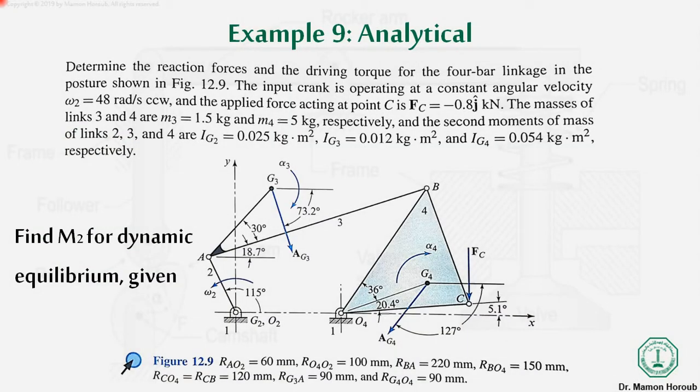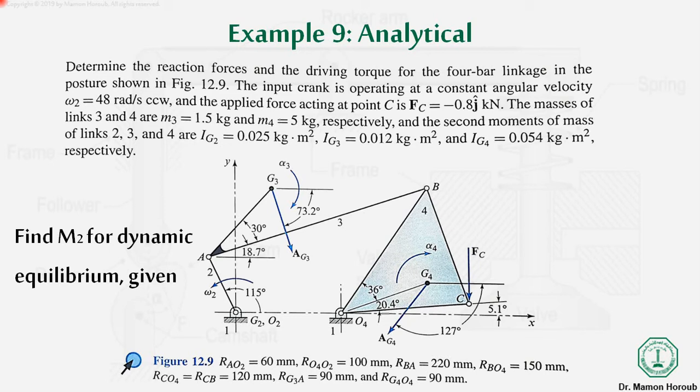This is the first example. This example states: determine the reaction forces and the driving torque for the 4-bar linkage in the figure shown. The input crank is operating at a constant angular velocity omega 2 equal to 48 radian per second in the counterclockwise direction, and the applied force acting at point C is Fc equal to 0.8 kilonewton in the vertical direction.